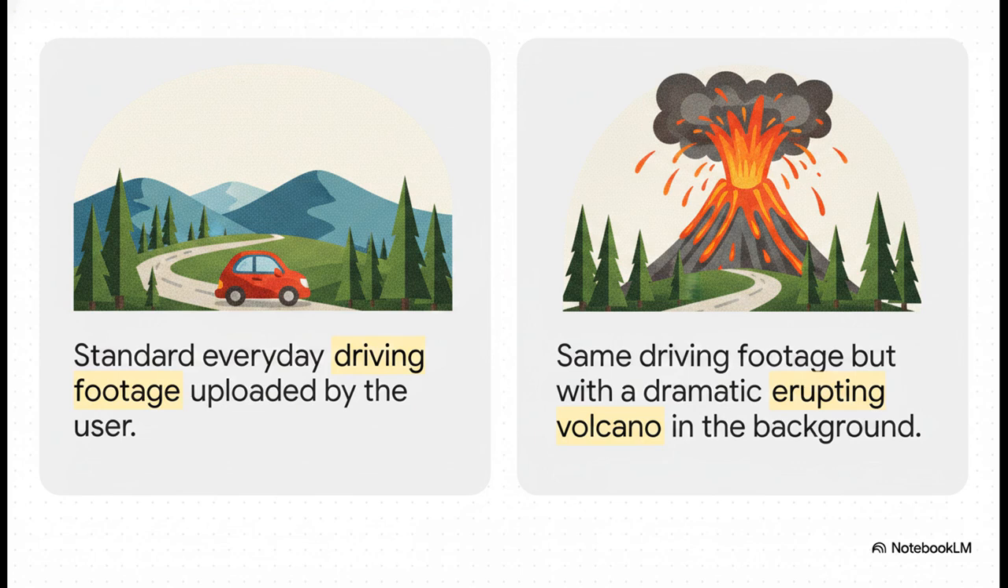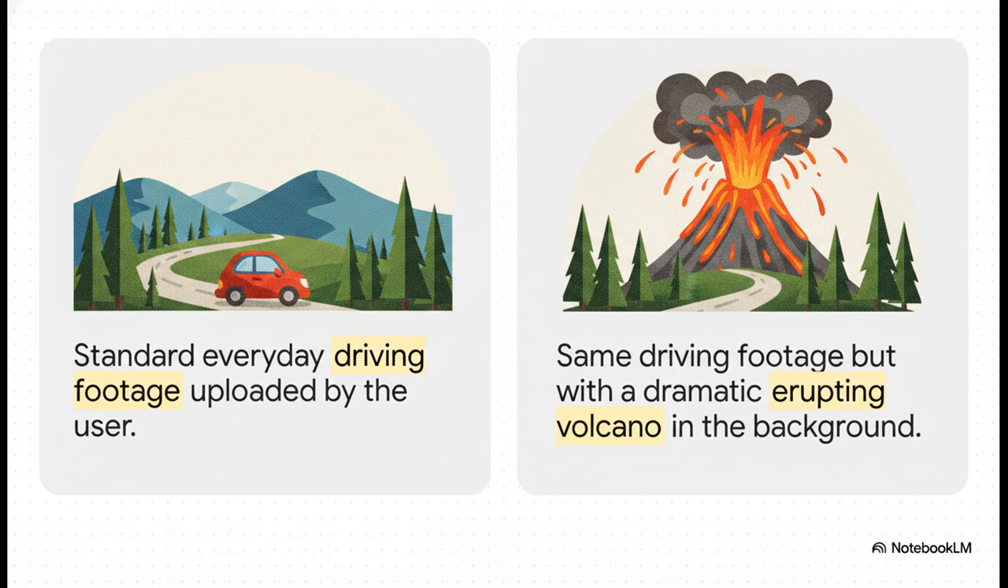You start out with just standard, everyday footage someone took while driving through the mountains. Nothing out of the ordinary at all. But after applying that one simple text prompt, you have that exact same driving footage, perfectly maintained, but now with a massive, dramatically erupting active volcano seamlessly tracked right into the background. Guys, we're talking about movie-level visual effects achieved with a single sentence.